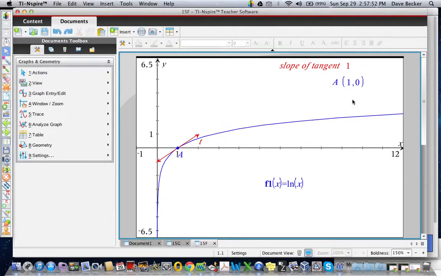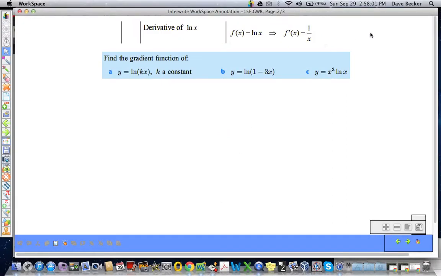Okay? So the actual proof that the derivative of the natural log of x is indeed 1 over x is a bit lengthy and beyond the scope of this course. And this is from your formula sheet, so the derivative of the natural log of x is on your formula sheet. So let's have some fun. Find the gradient function of the natural log of kx, where k is a constant. Okay, so let's rock and roll.